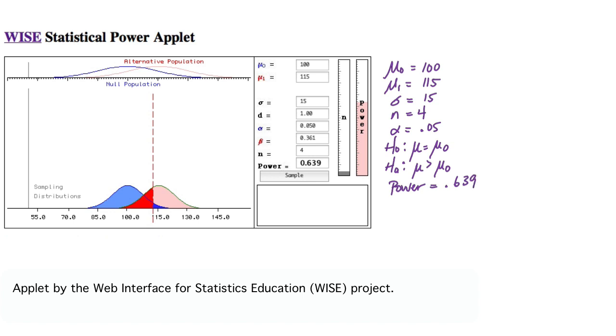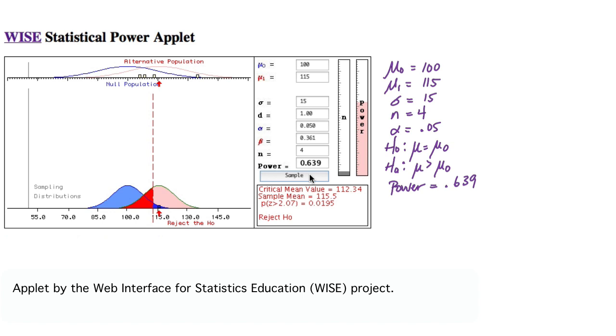We can experiment a bit by drawing random samples of data. Clicking Sample randomly selects a sample of size 4, which is our sample size, or the value of n in this case. The sample is selected from the alternative population, since that's what the truth is here.